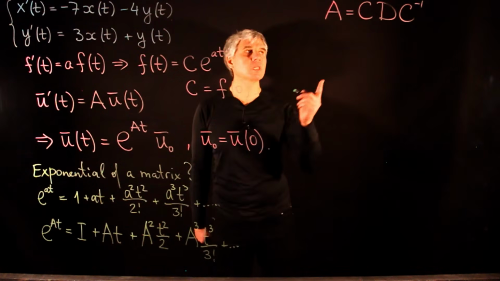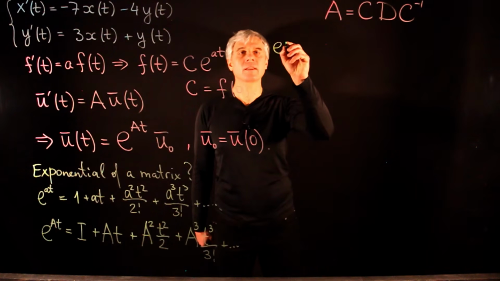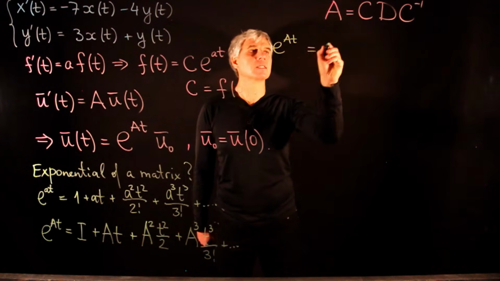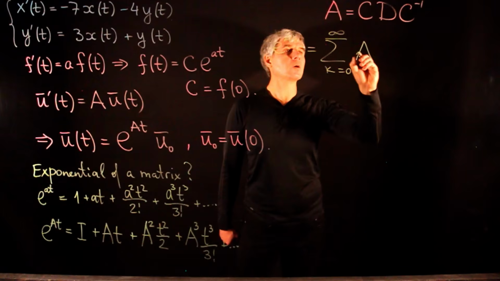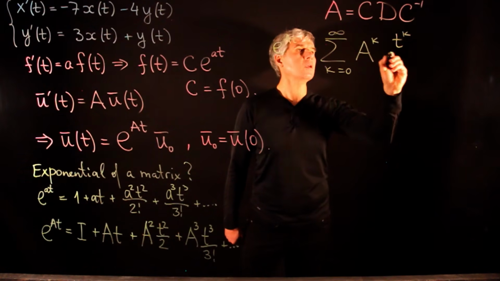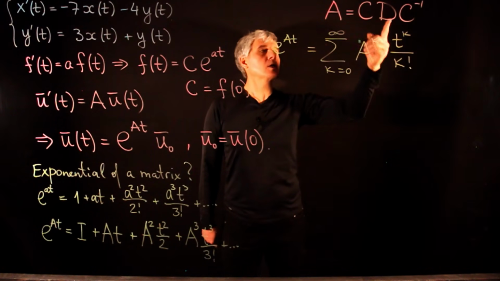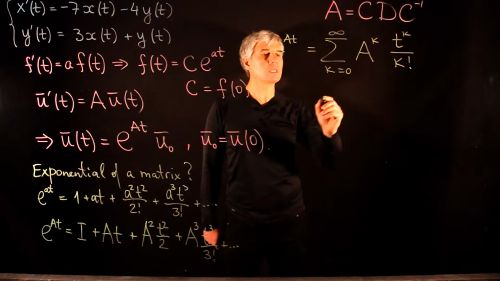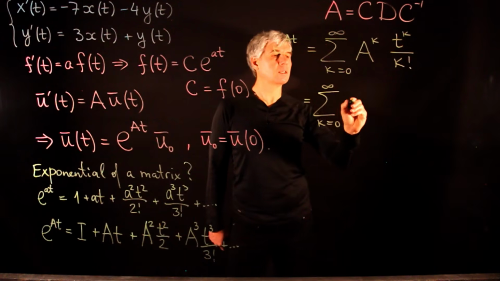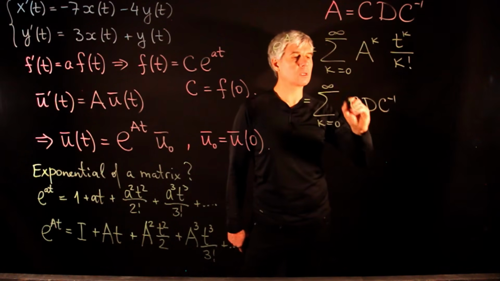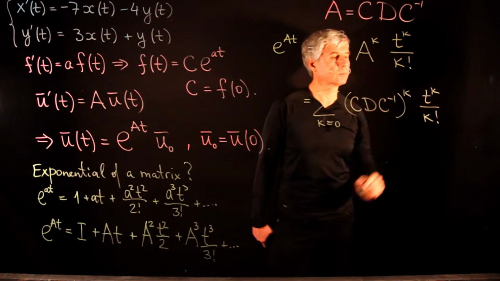How can this be done in case when the matrix is diagonalizable? So what we have is that e to the at is the sum k goes from 0 to infinity, A to the power k times t to the power k over k factorial. If matrix A is diagonalizable, then we can substitute here the expression C D C inverse. So we get the sum, k goes from 0 to infinity, (C D C inverse) to the power k times t to the power k over k factorial.